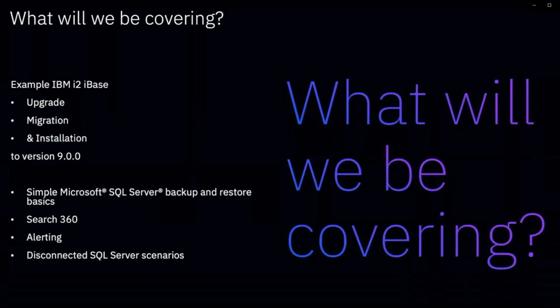Here is a list of some of the things which we will be covering. We will be giving you an example of upgrades, installations, and migrations to version 9. We will be showing you the basics of Microsoft SQL Server backup and restores functionality, with more details on this later, and we'll be showing you Search 360 and alerting configurations. We'll also be showing you what to do in the scenario where your new install server is unable to talk to your old one to authenticate your security file.